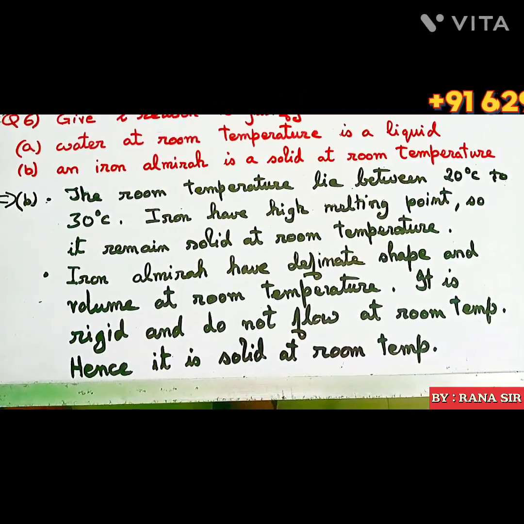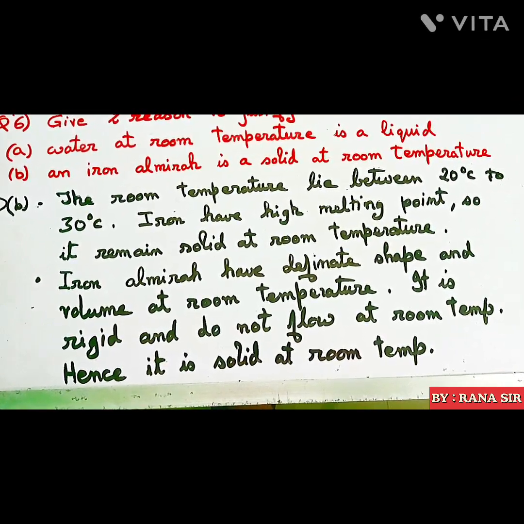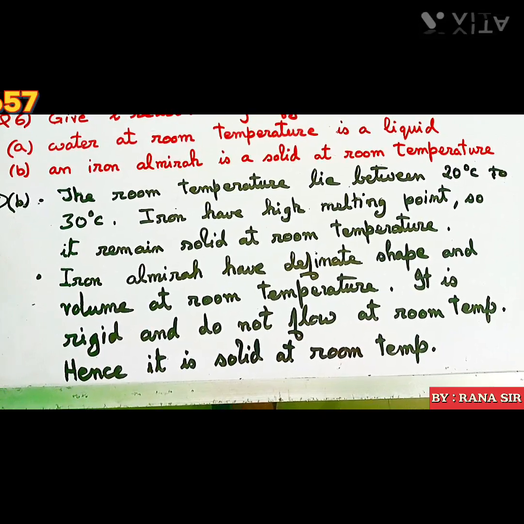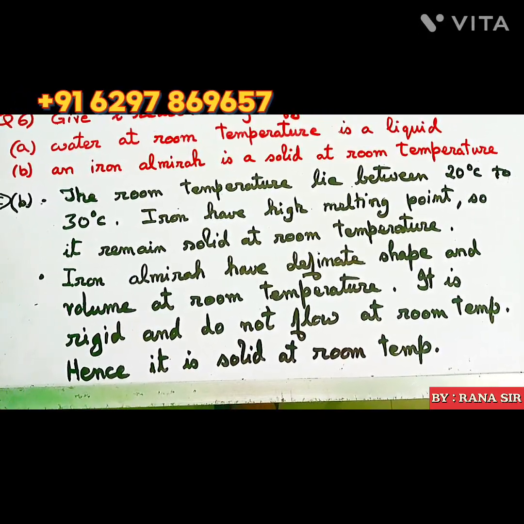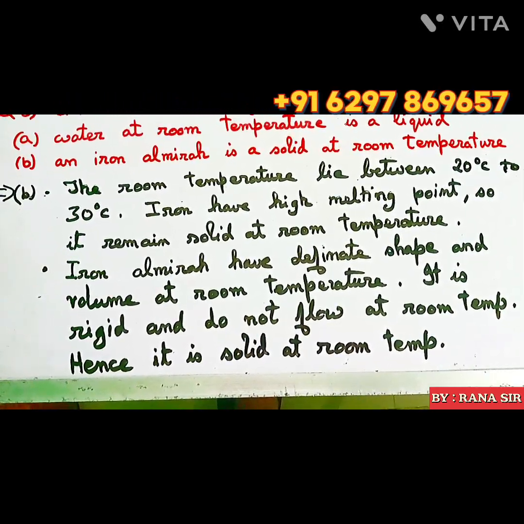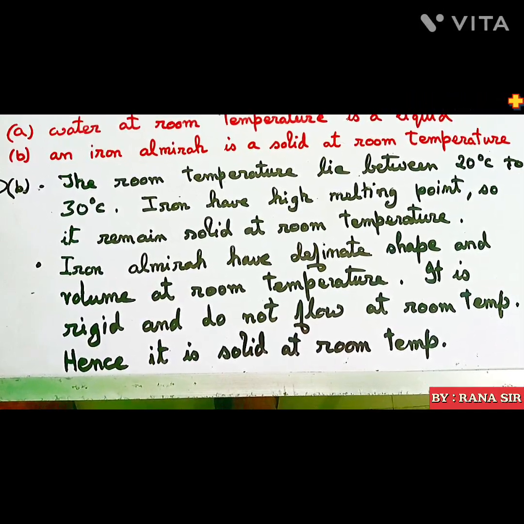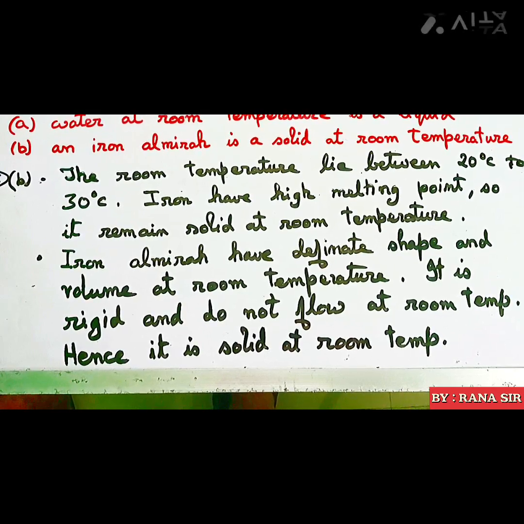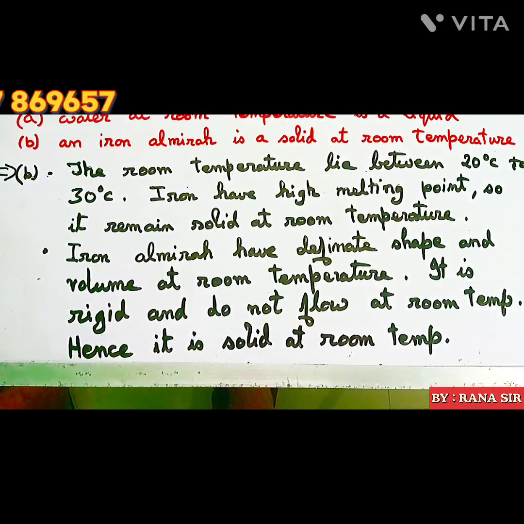So coming to the second part of the question, an iron almirah is a solid at room temperature. Room temperature lies between 20 degrees C to 30 degrees C. Iron has a high melting point, so it remains solid at room temperature. It doesn't melt, it doesn't flow. Iron almirah has definite shape and volume at room temperature. It is rigid and does not flow. Hence, it is solid at room temperature.